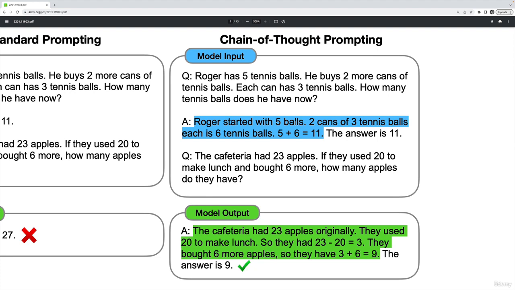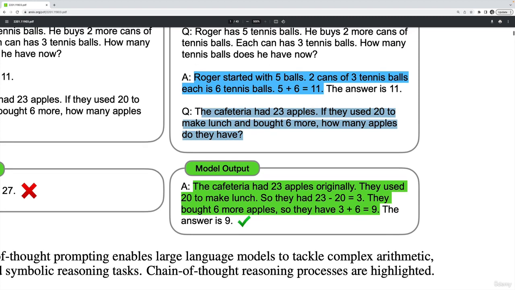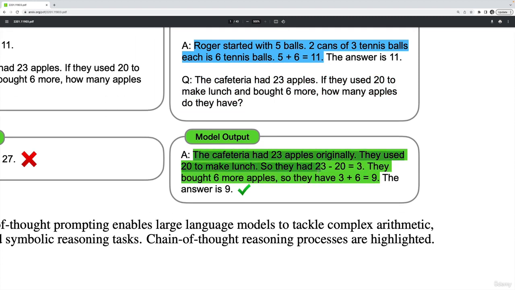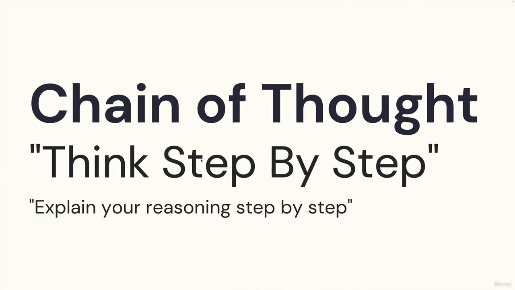Roger started with 5. 2 cans of 3 tennis balls means you have 6. 5 plus 6 equals 11. And then we can prompt it for the next step, and it continues with this chain of thought process where it actually provides the reasoning. So we don't have to do all of this. What we can actually do is just use the phrase think step by step, or explain your reasoning step by step, or provide a chain of your thoughts. That sort of prompting can actually make a significant difference.